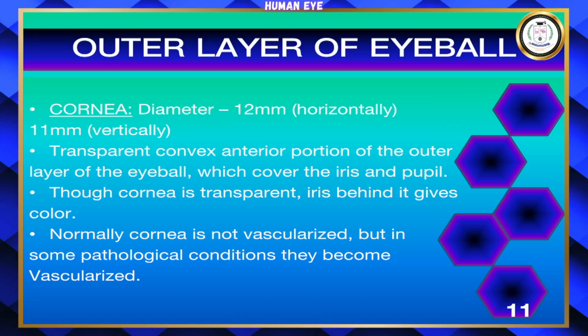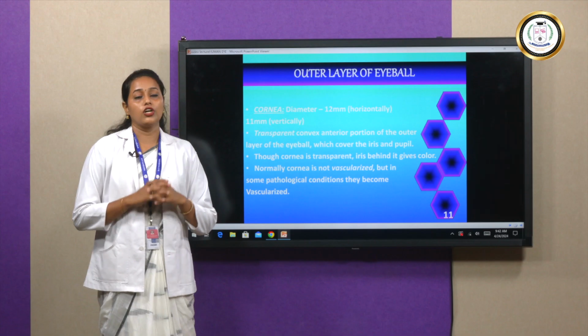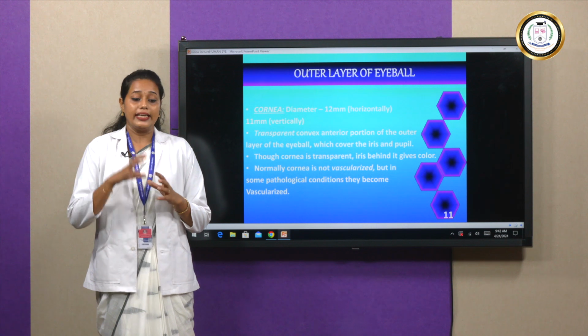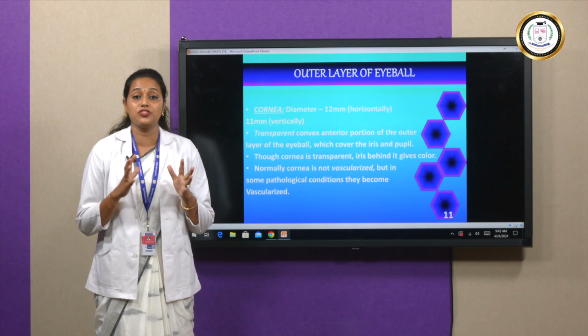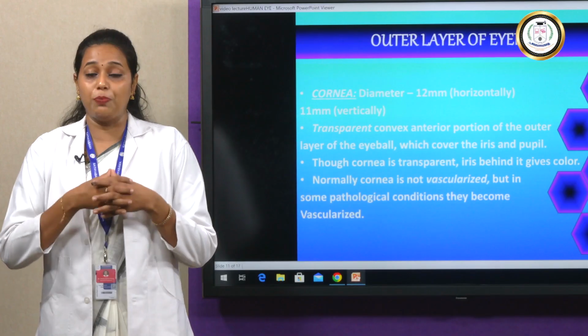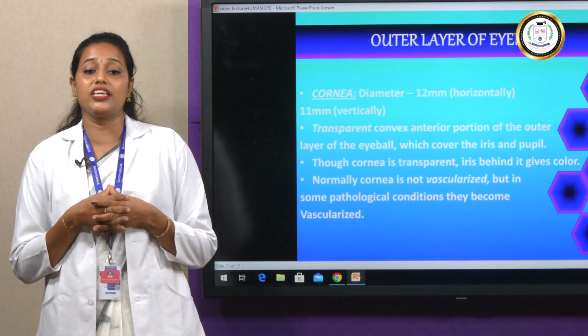Next comes the cornea. The diameter of the cornea in the horizontal plane is about 12 mm, whereas in the vertical plane it's about 11 mm. Cornea is a transparent convex anterior structure of the eyeball. Yes, we all know that cornea is a transparent structure, but still it possesses some color. It's because of the iris, which is behind it, giving color to it.